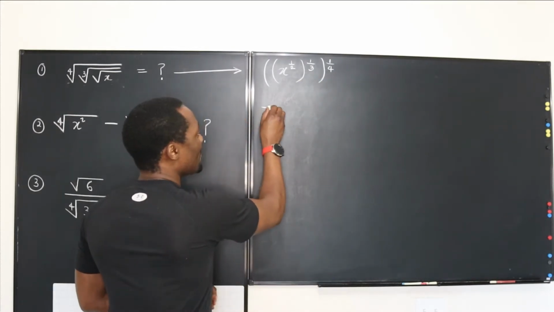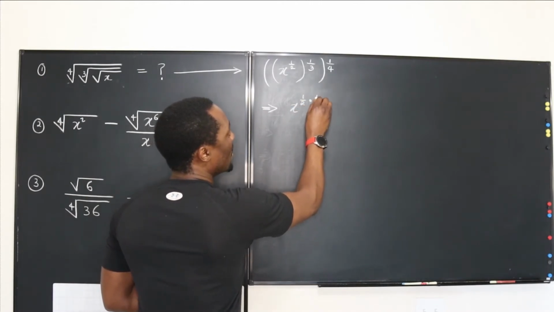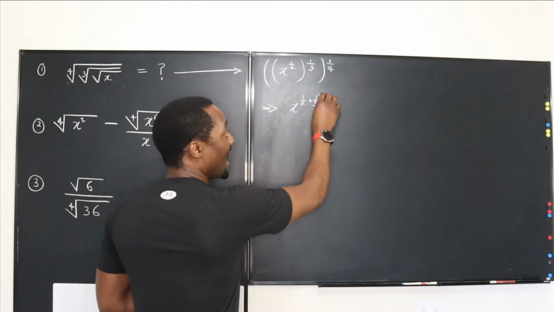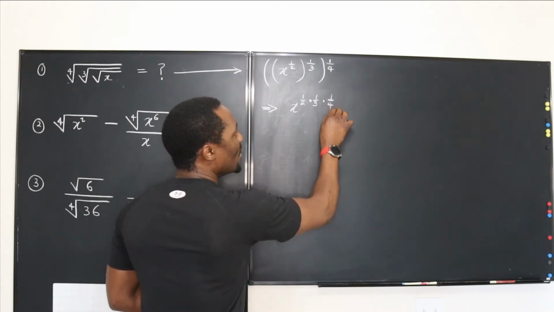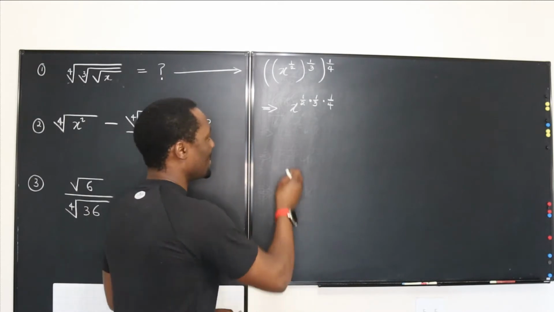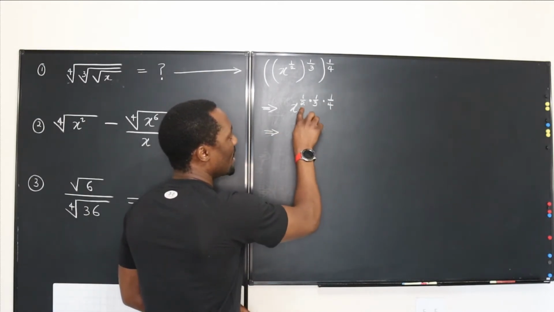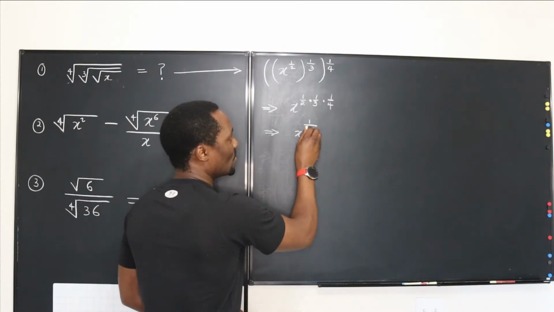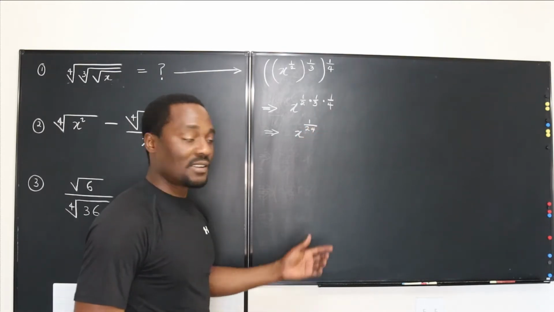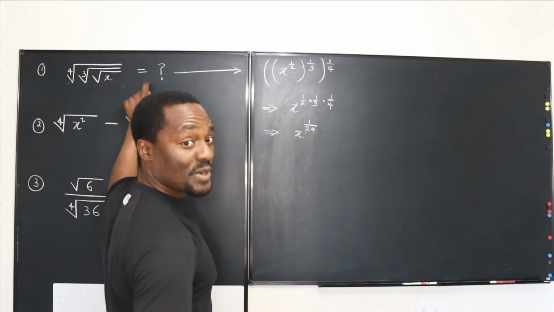So this expression is going to become x to the 1/2 times 1/3 times 1/4. You just have to multiply all the exponents together. And what do you end up with? If you multiply this, 1/2 times 3, 6 times 4, that's 24. So your final answer is x to the 1/24, which we can write as the 24th root of x, like the original problem.